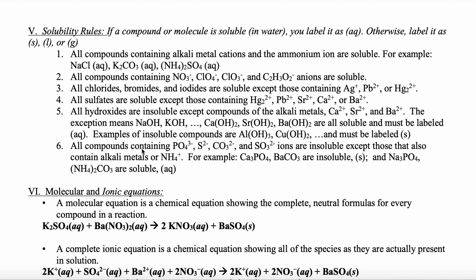Like sulfate, anything with sulfate, you guys see right here. All sulfates are soluble except with mercury, lead, there you go, strontium, calcium, or barium. So if you have barium sulfate, calcium sulfate, strontium sulfate, lead sulfate, or mercury sulfate, those are not soluble. Those are solid.